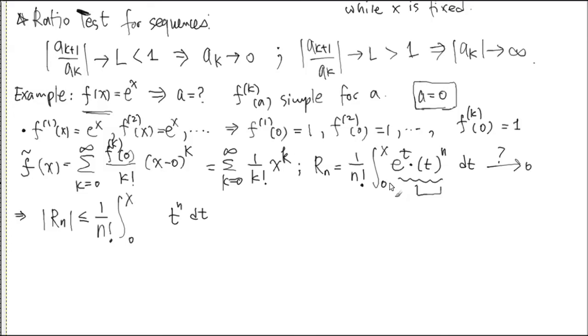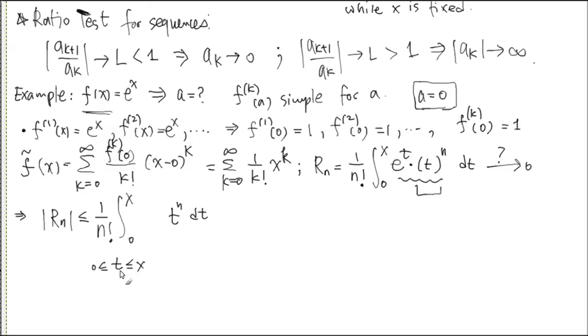In this integral, t varies from 0 to x if x is positive. If x is negative, it goes to the other side, right? So it's a bit inconvenient to write all of them. So let's suppose at this point x is just a positive number.